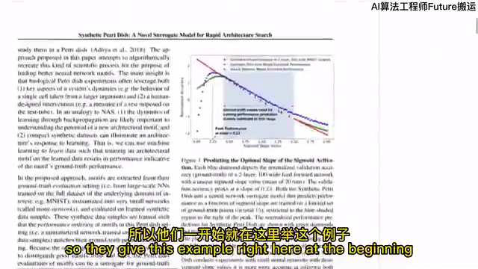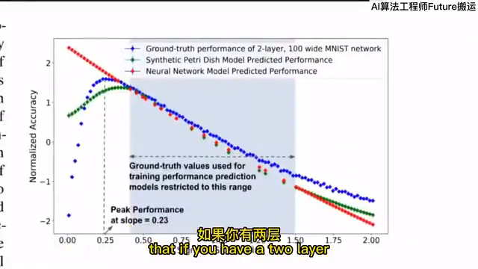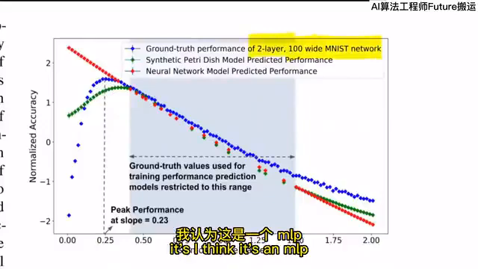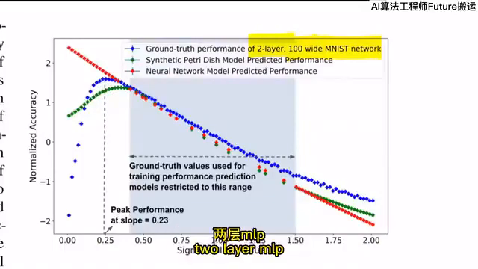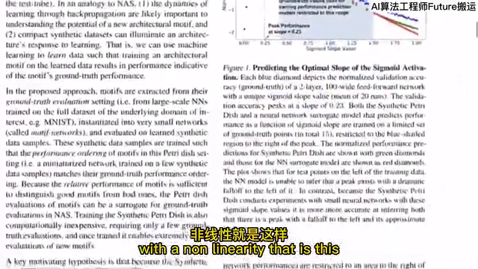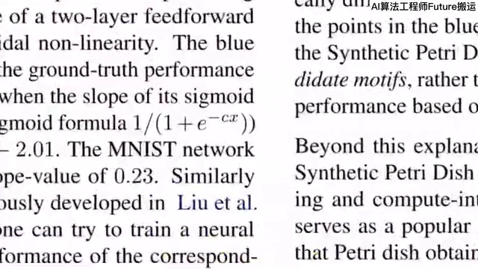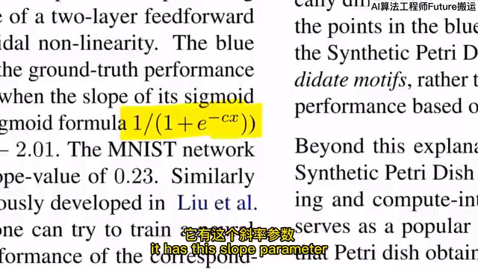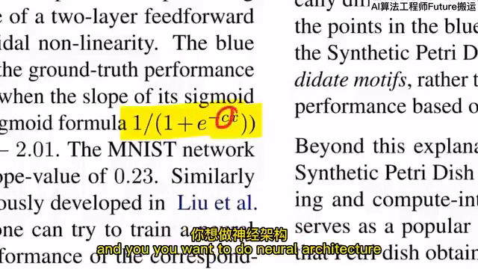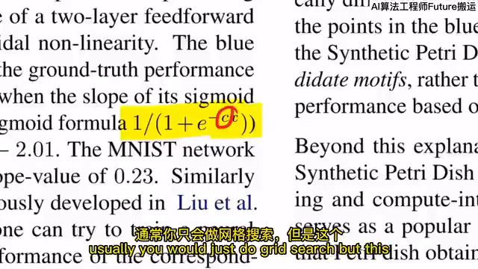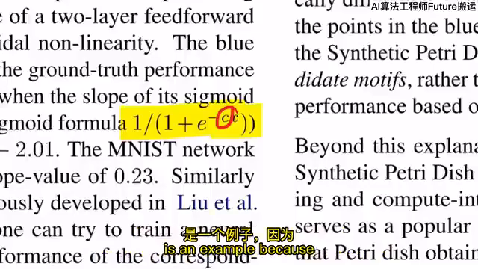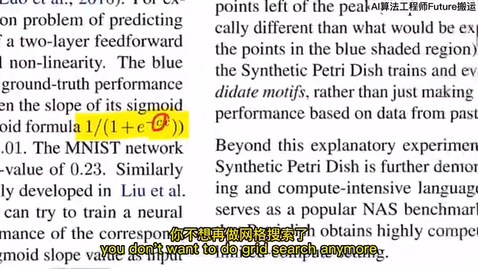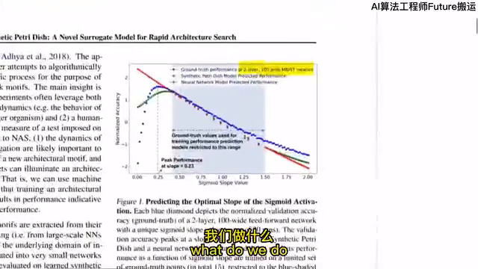So they give this example right here at the beginning: if you have a two-layer 100 wide, so 100 dimensional MNIST network, I think it's an MLP, a two-layer MLP with a nonlinearity that is this sigmoid right here. Now you can see it has this temperature parameter here. It has this slope parameter, and you want to do neural architecture search to find the best slope parameter. Now, usually you would just do a grid search, but this is an example, because these can be much higher dimensional things, and then you don't want to do grid search anymore. Okay, so what do we do?